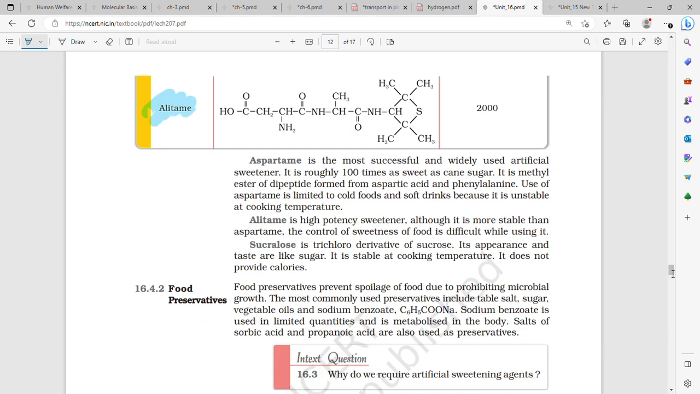And alitame, which is 2000 times more sweet than cane sugar. Wow.